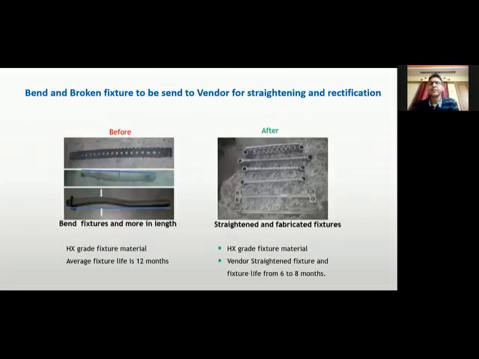So next, this is another part example. This is the before condition, and after reconditioning, the parts are straightened, and again we use them for the next 6 to 8 months.